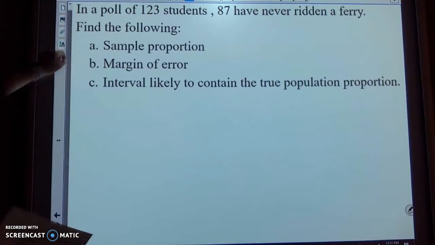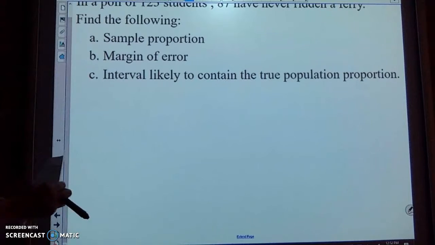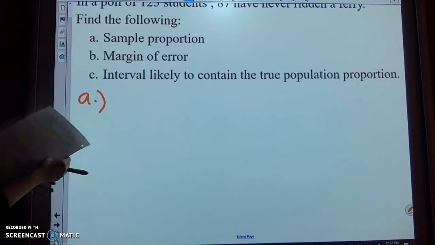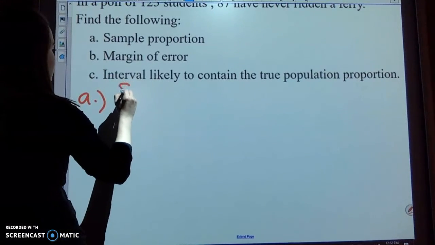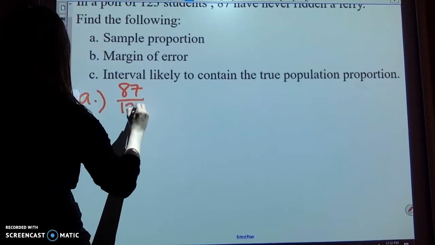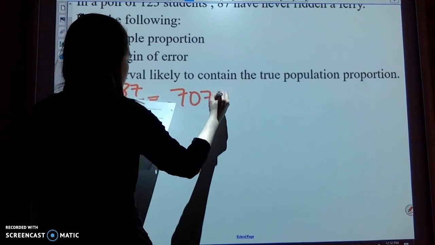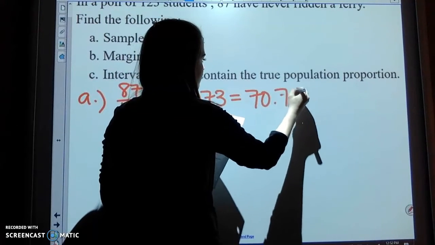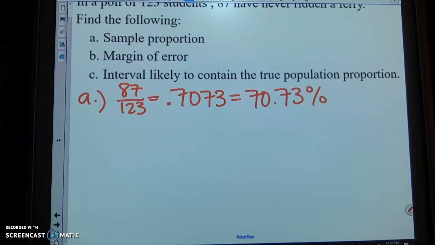In a poll of 123 students, 87 have never ridden a ferry. Find the following: the sample proportion. Part A, our sample proportion, is like what we did on the first two problems. So we just take 87 divided by 123, which gives us 0.7073, which is equal to 70.73%. I'm going to skip the multiply by 100 because I assume you know that's what I'm doing by now.